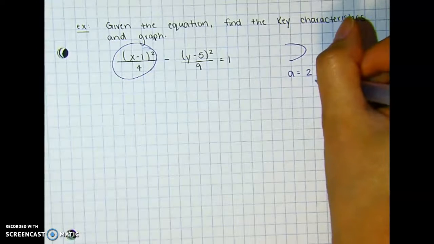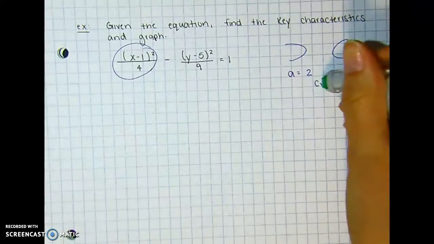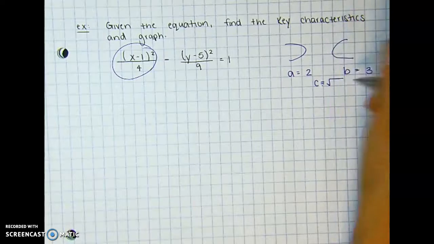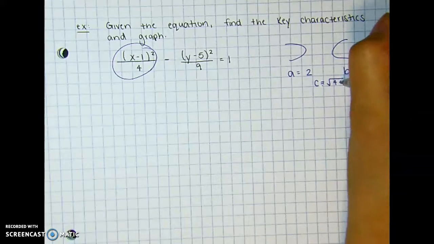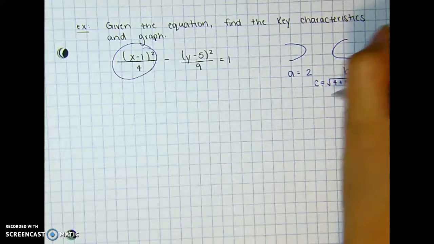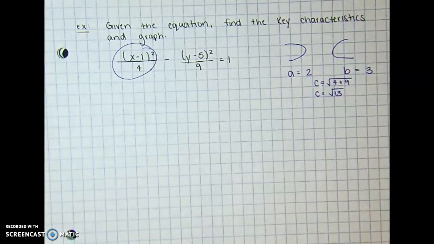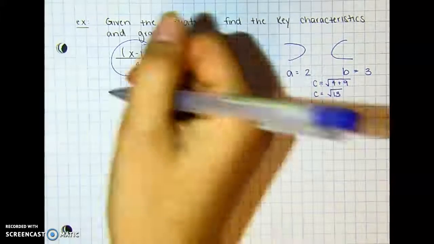So I'm going to solve for c. C is going to equal the square root of a squared plus b squared, so 4 plus 9. And that's going to be the square root of 13. Okay, so that's our c value. All right, so now let's go through our list.